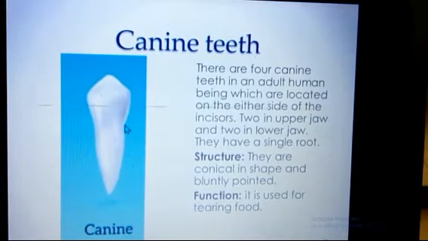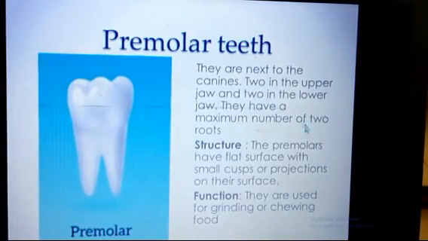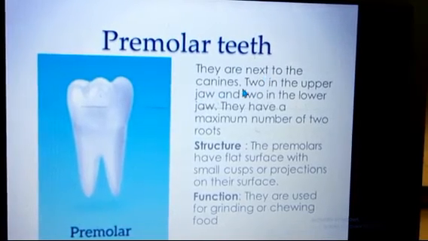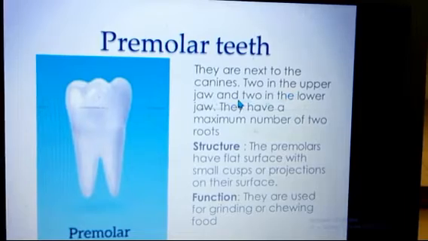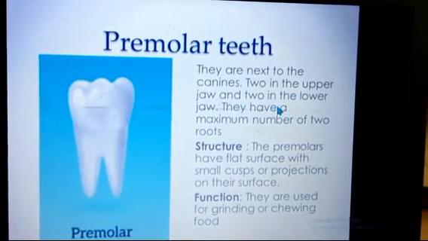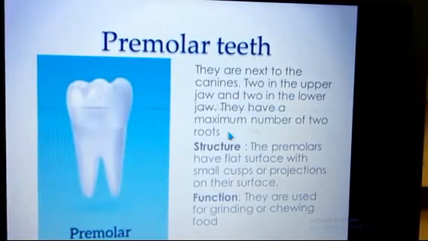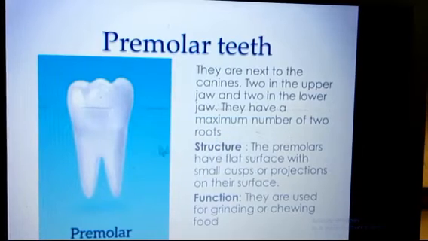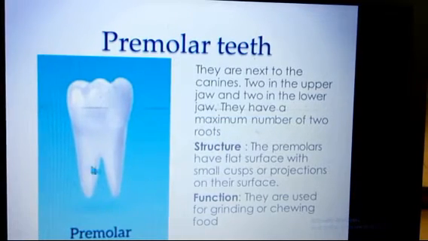So let's go to the next teeth. So we have the premolar teeth. Now when you look at the premolar teeth, they are next to the canines. 2 in the upper jaw and 2 in the lower jaw. They have a maximum number of 2 roots. So you can see the 2 roots here.